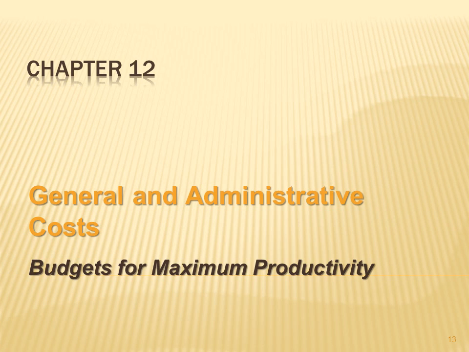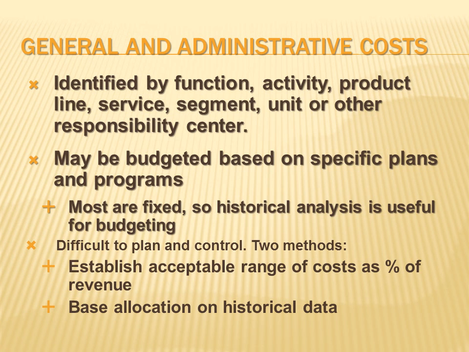Now chapter 12, we're looking at general and administrative costs. We're trying to maximize productivity. Now, as you may know, in any business, that's not necessarily true, but in most businesses, your general and administrative costs are typically your largest costs. Those are your costs for employees. Your employee costs, personnel costs, are typically the largest budget item for any organization.